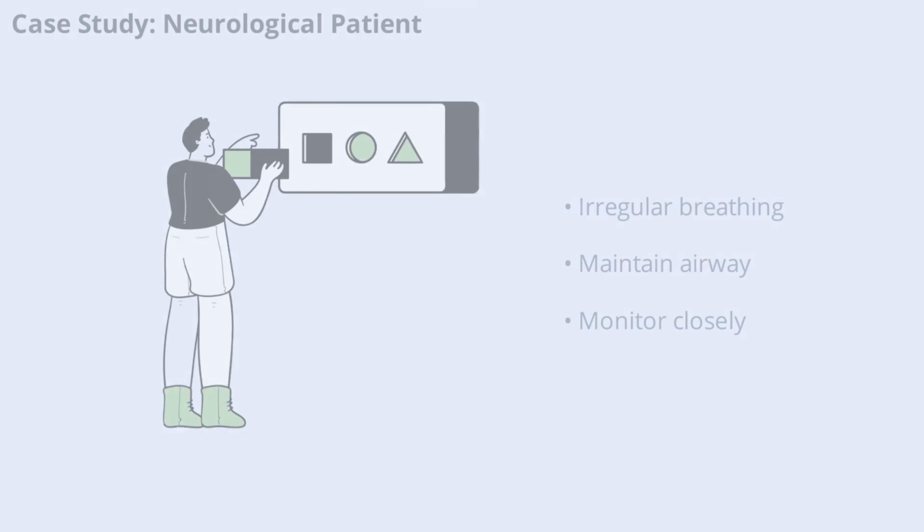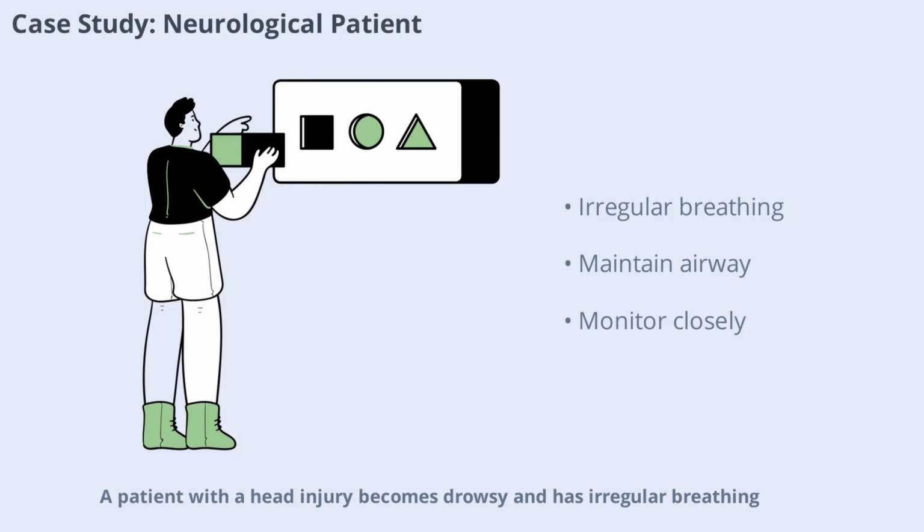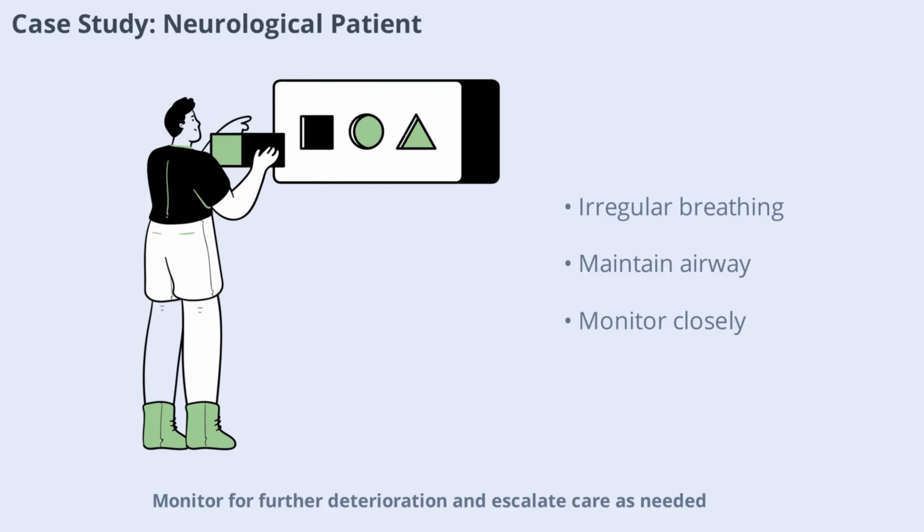Patient with a head injury becomes drowsy and has irregular breathing. On the NCLEX, this suggests possible brainstem involvement affecting respiratory drive. Your priority is to maintain airway patency and provide oxygen, monitor for further deterioration, and escalate care as needed.